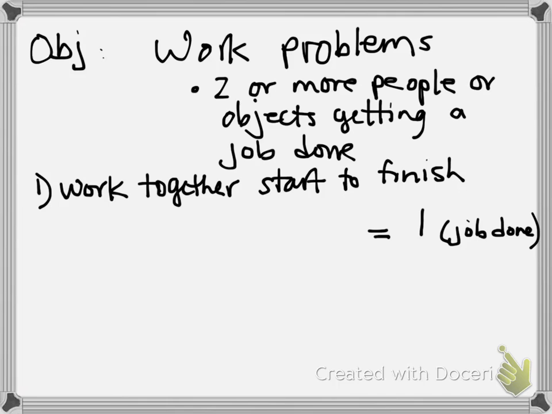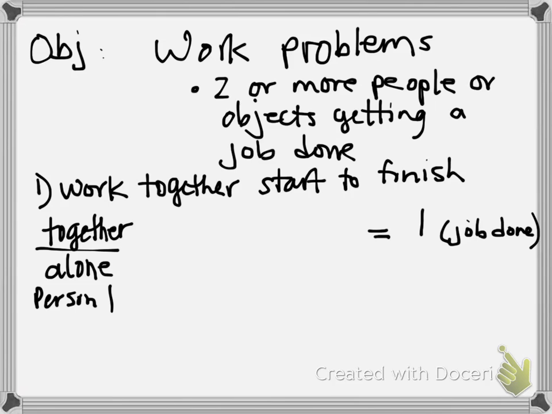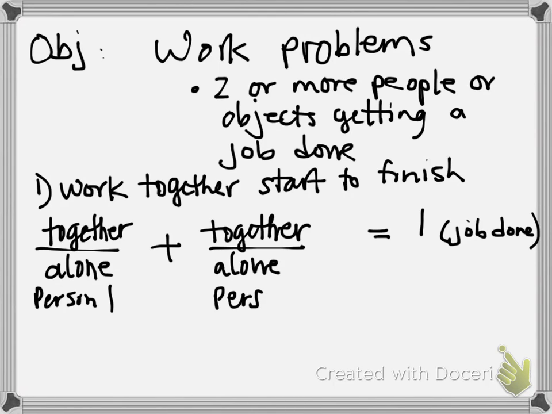Let's see. Together, over, alone. Together means how much time do they work together to get the job done. Alone means how much time could they have done the job if they had nobody else working with them. This is person one, or object one, plus together, over, alone. And this would be for person two, or object two. Usually it's a machine of some sort.